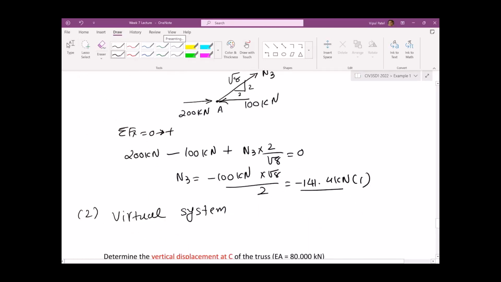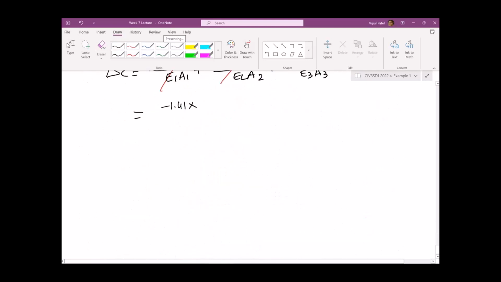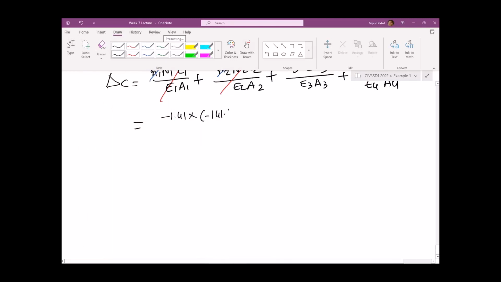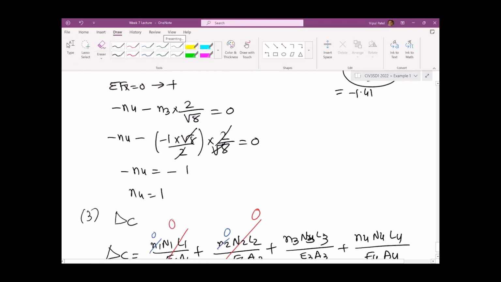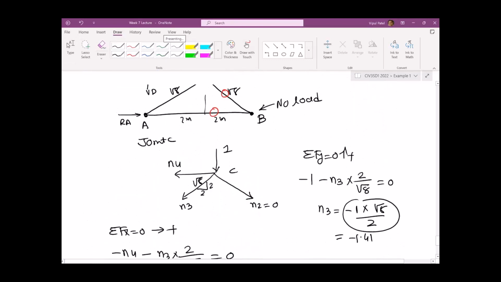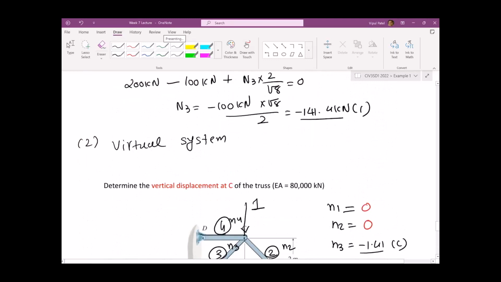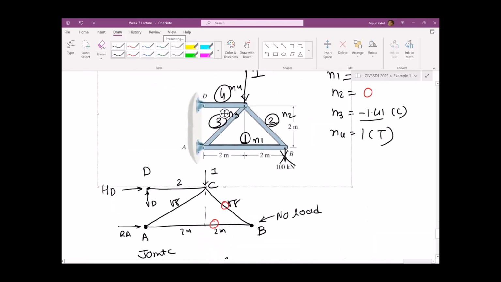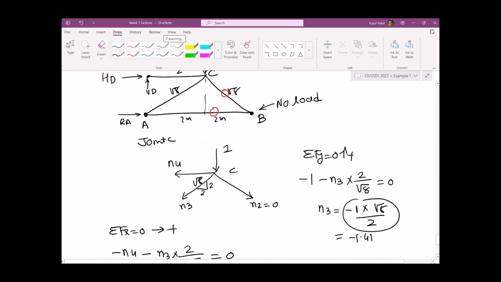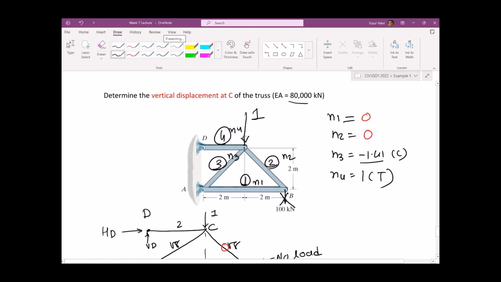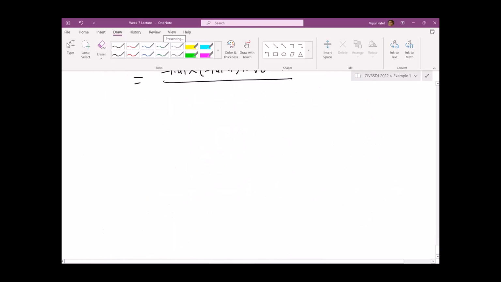There you go, minus 141.4. Minus 141.4. L3, let me check. Third number, L3 is square root 8, and that's in meters. Square root 8 meters, careful with the units. And this E3 A3, I think is given in the examples, is 80,000 kilonewtons.